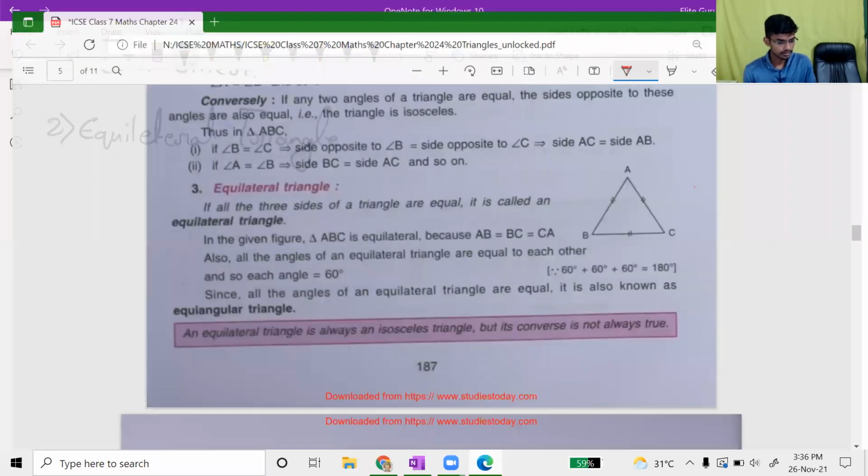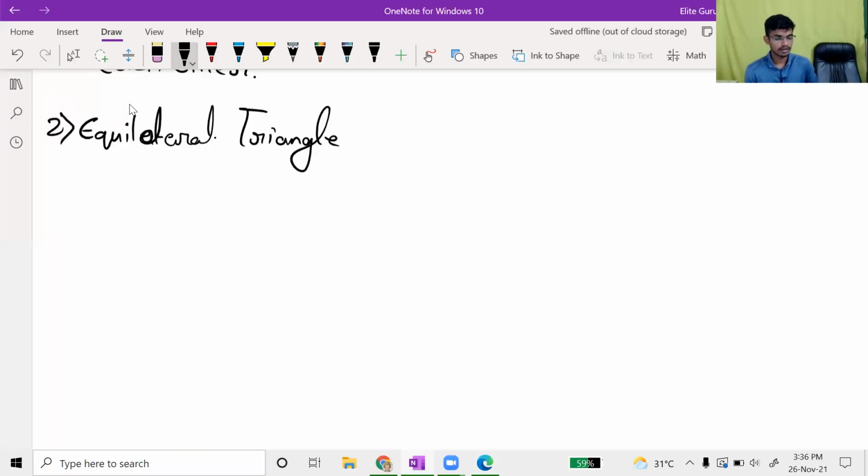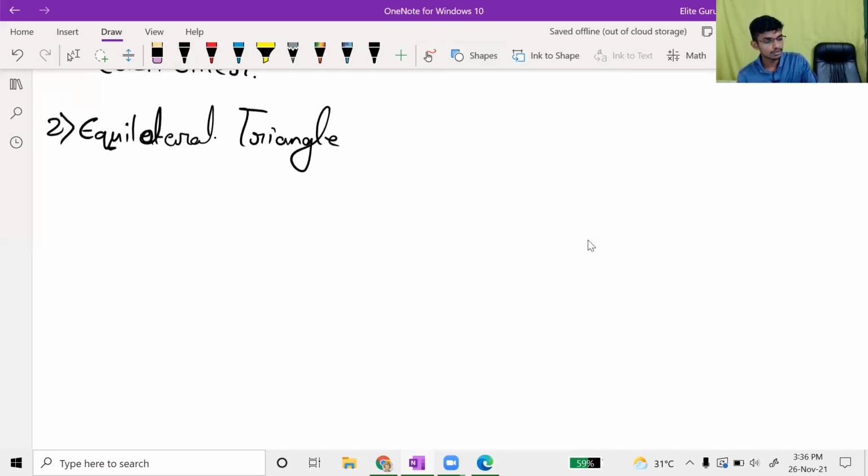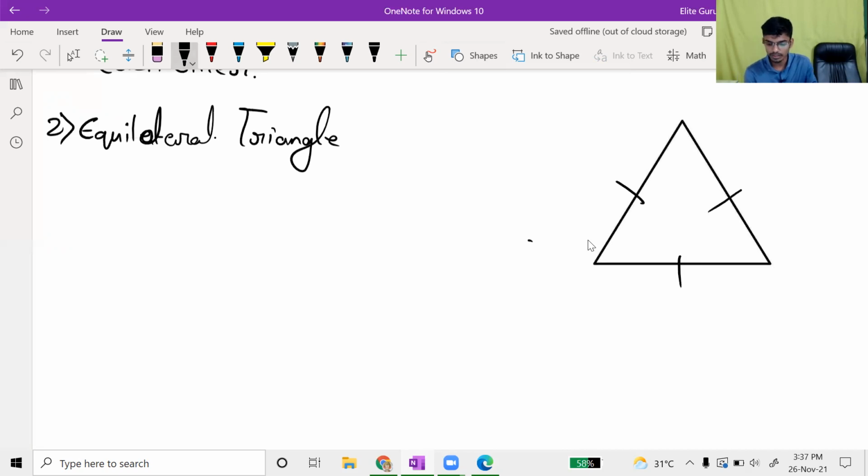Okay, let's go further. In an equilateral triangle, all the sides are equal. See, EQ means here equal. Yes, sir. So if all the sides of the triangle are equal, then all the angles of the triangle will also be equal only. So write the first point.